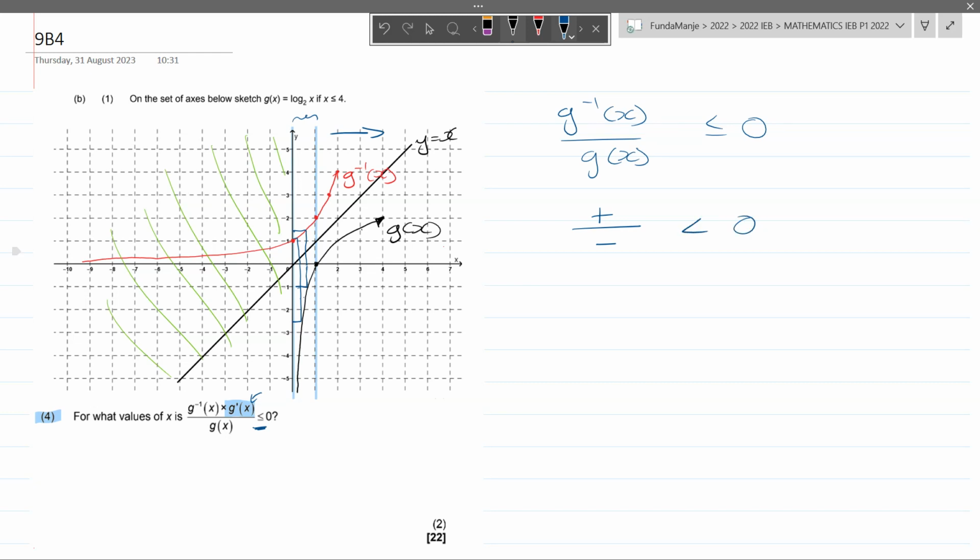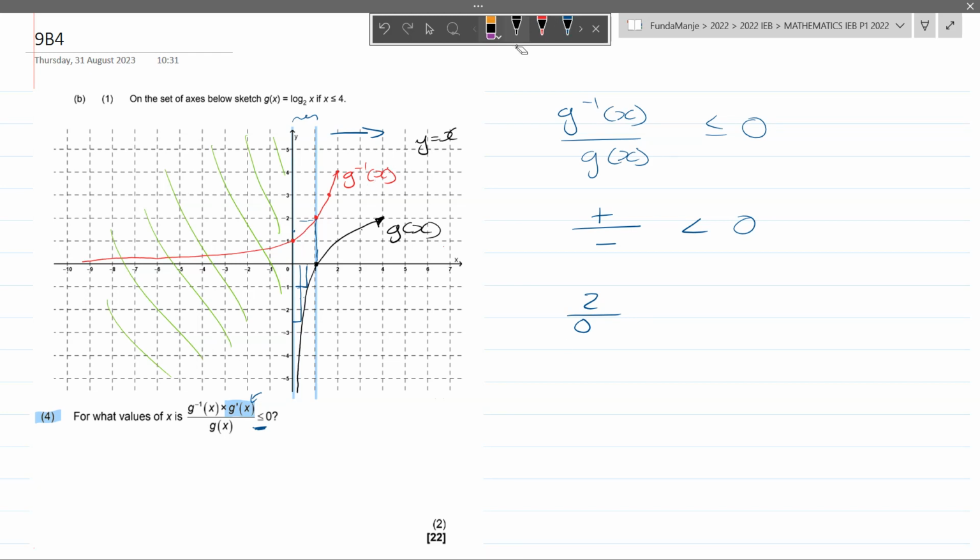And if we consider it at 1, specifically at x equals 1, we'll get 2 on top, and then at the bottom we'll get 0. But we don't want that situation because we cannot divide by 0. So we cannot include 1 in our answer.